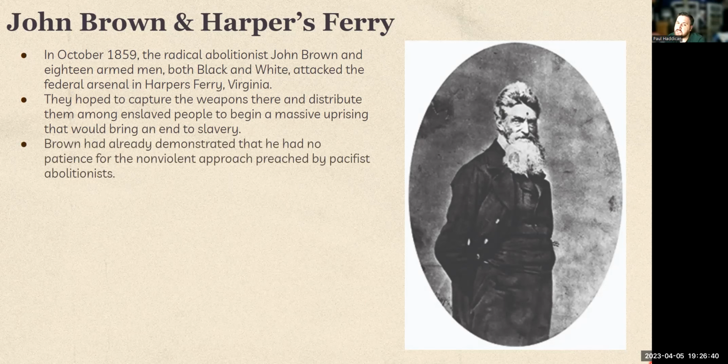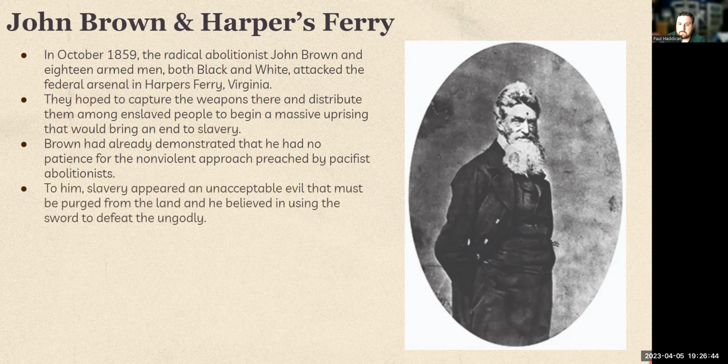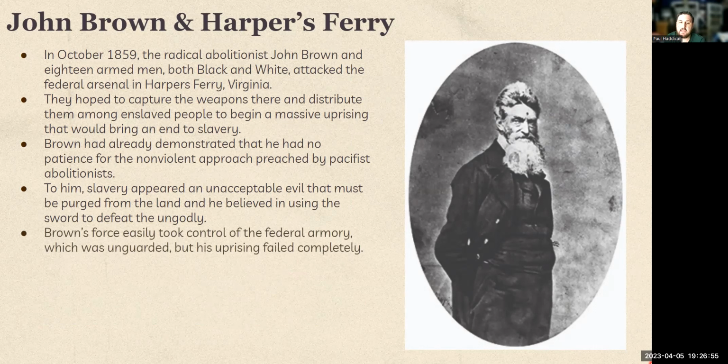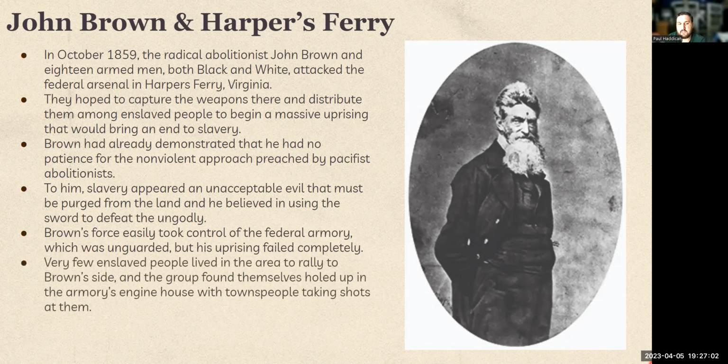And he has no patience for a nonviolent approach. He does not want to be peaceful anymore. To John Brown, slavery appears an unacceptable evil that must be purged from the land, and he believed in using the sword to defeat the ungodly. They're going to easily take control of that federal armory because it was unguarded, but ultimately they won't get much further than that.